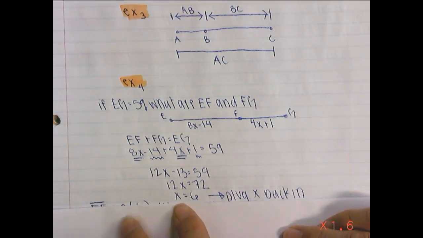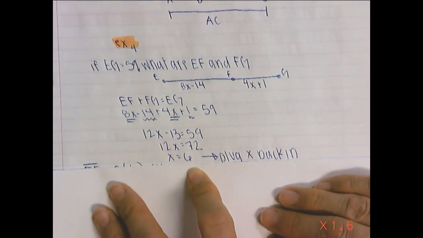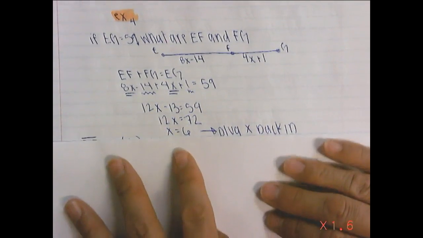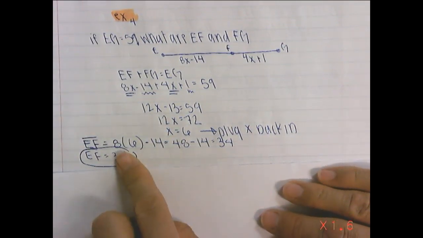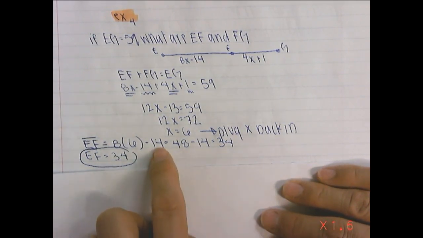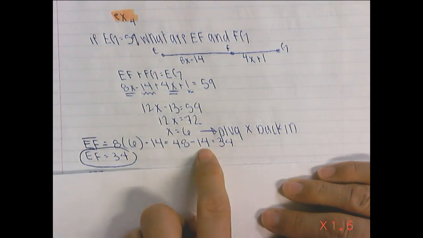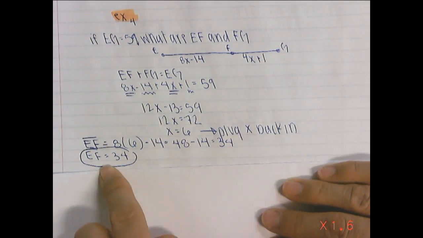And once I divide by 12, I'll have x equals 6. Okay, you're not done, because it wasn't asking me to solve for x. It was saying what is EF and what is FG. So I'm going to take that 6 and plug it back in. So EF is equal to 8 times 6 minus 14. We simplify and we get 48 minus 14, which equals 34. So EF is 34.